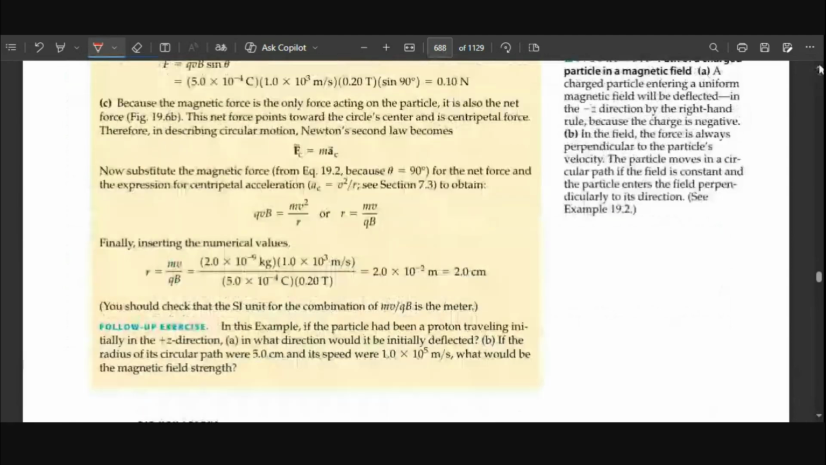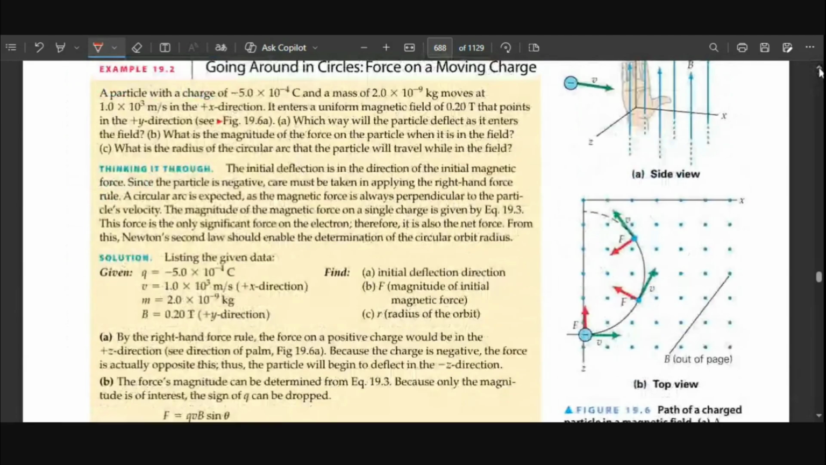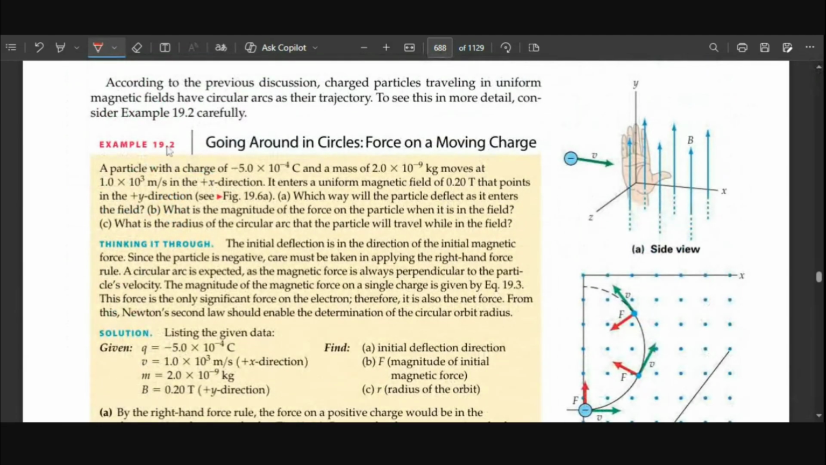So there is one question, I guess we should try this question out. The question says, a particle of charge minus 5 times 10 to the power minus 4 coulombs and of mass 2 into 10 to the power minus 9 kg moves with this speed. So here we have given charge, here we have given mass, here we have given velocity.